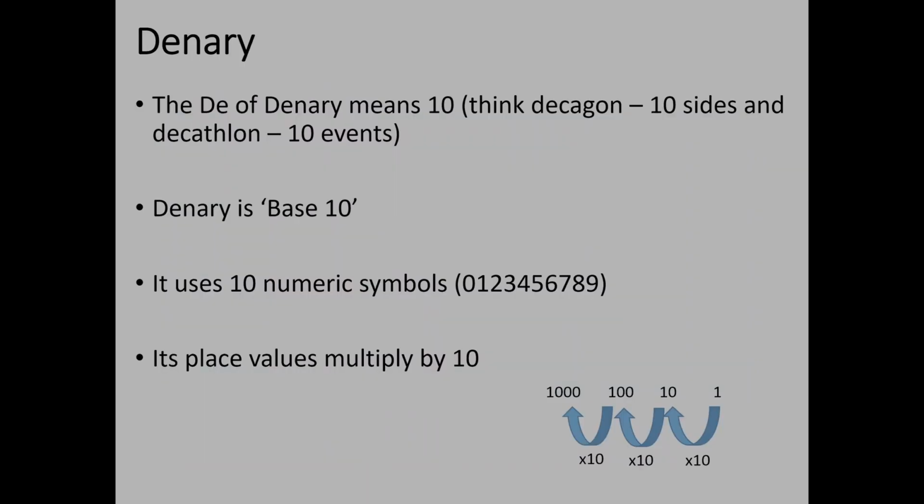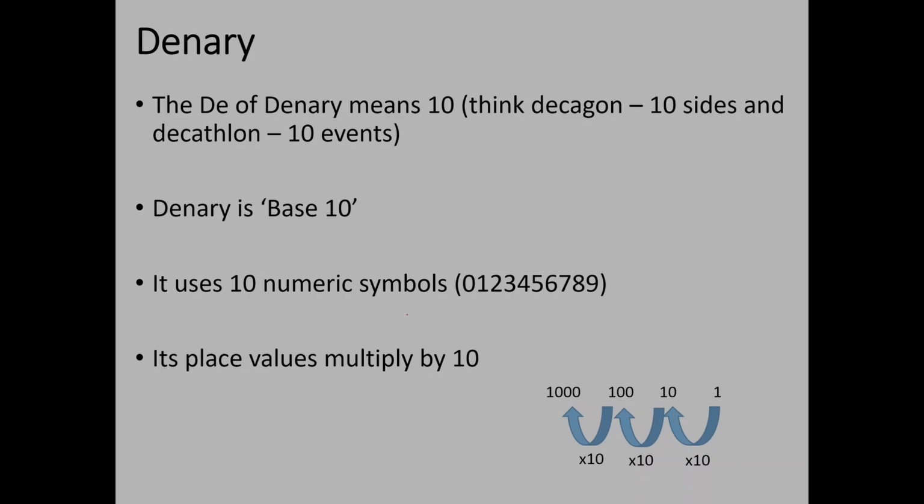So let's start with the one we're most familiar with, which is denary. Denary, the DE of denary, just means 10. So this is base 10. The reason that we use base 10 and learn base 10 from a young age is that most of us have 10 digits. So 10 fingers, 5 on each hand. Now we use, as we mentioned before, the first 10 digits for base 10.